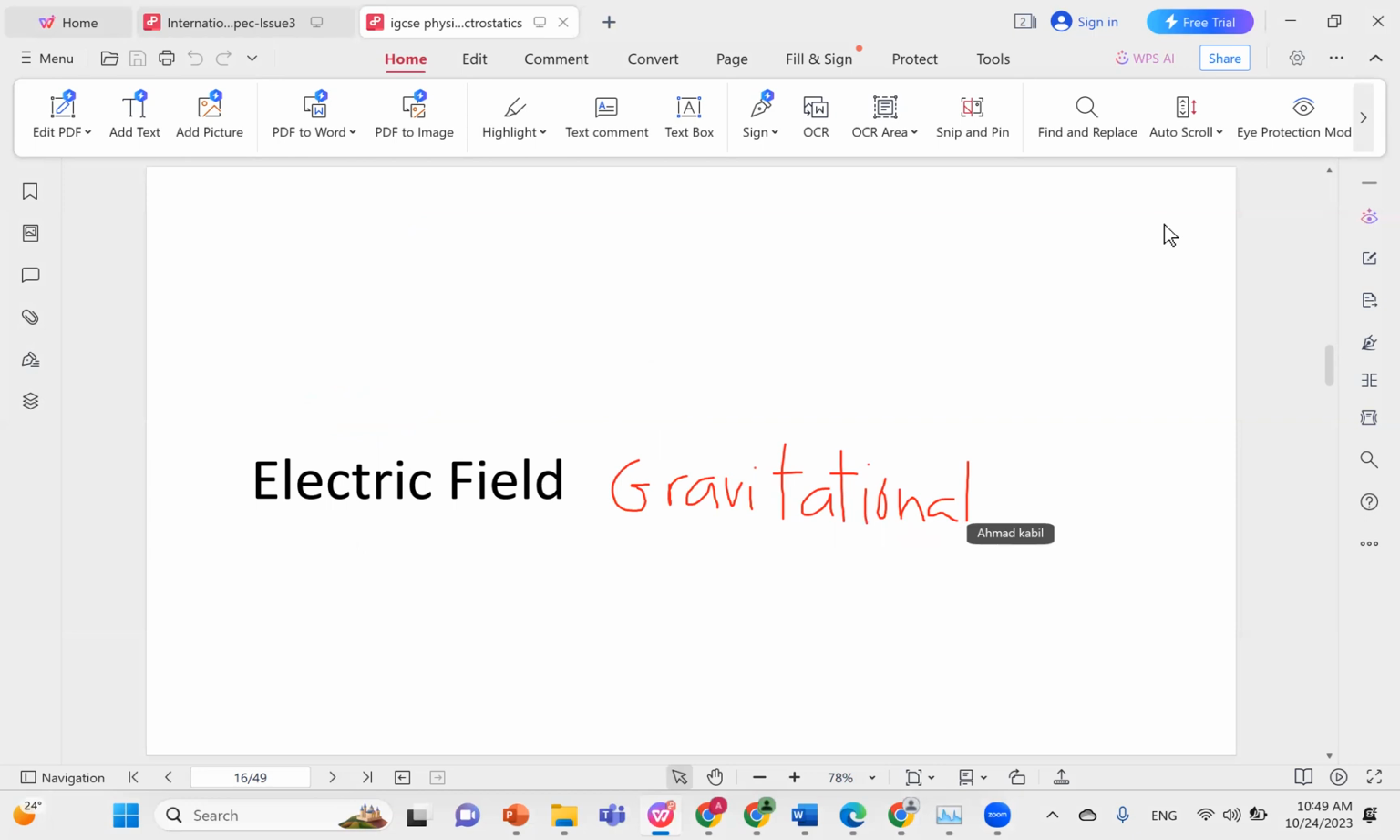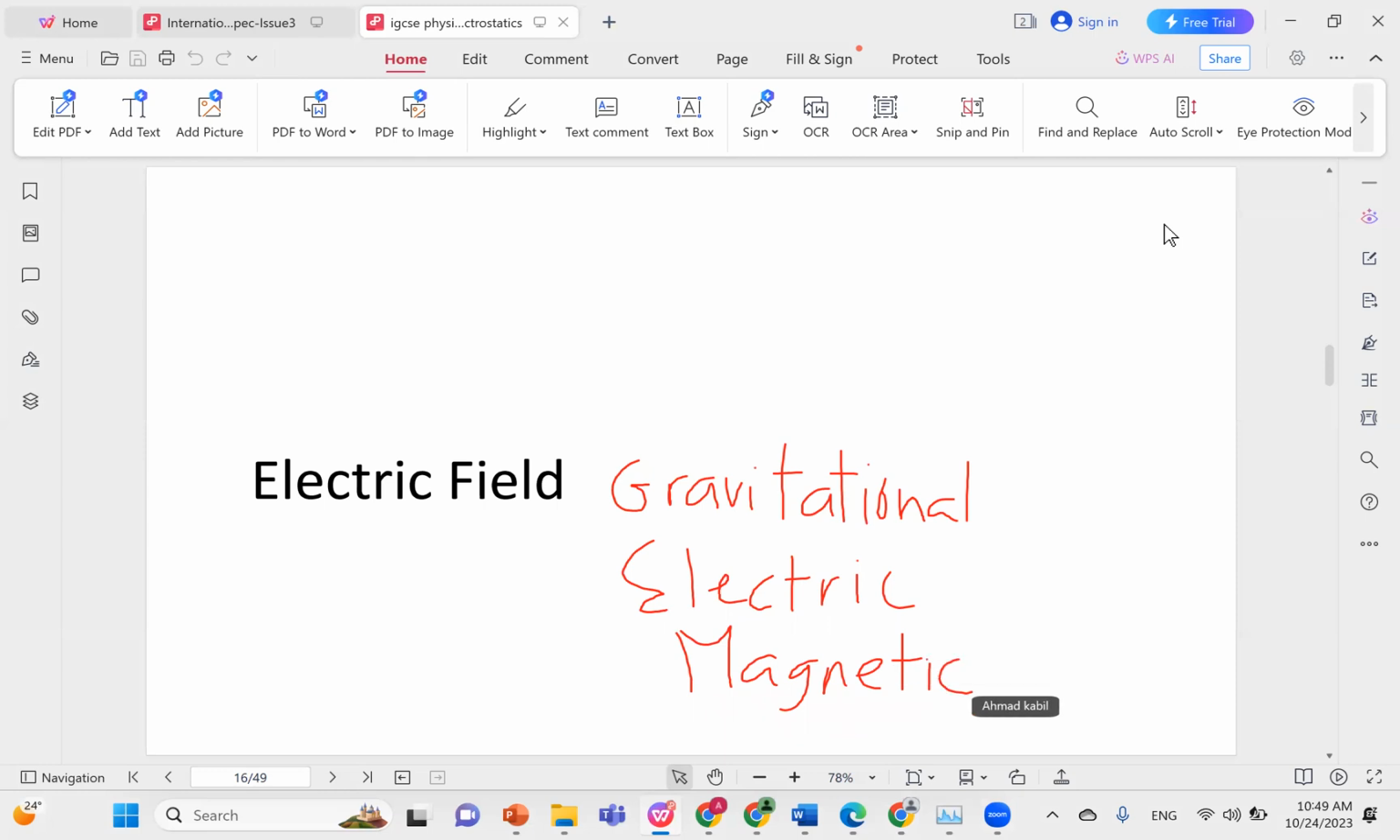We have electric. And we have magnetic. And which types of objects experience a force in each field? Gravitational fields affect any object that has a mass. Anything that has a mass experiences a force in a gravitational field.